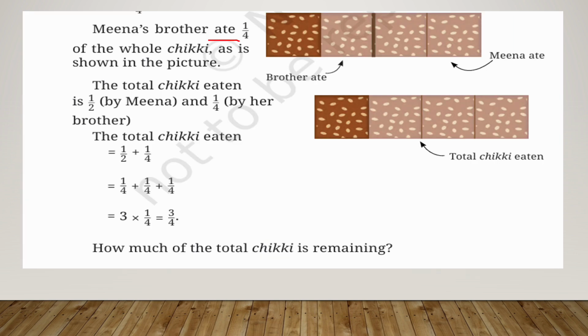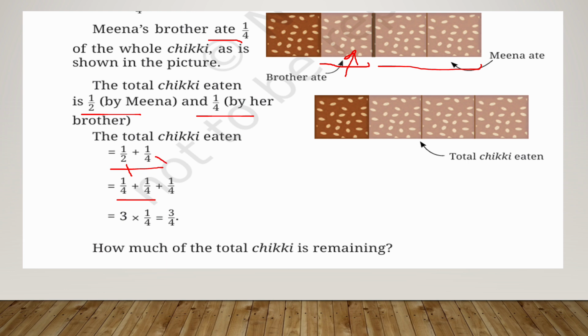Meena's brother ate 1 by 4 of the whole chicky as is shown in the picture. See, Meena's brother ate 1 by 4. These two pieces are eaten by Meena and this piece is eaten by her brother. The total chicky eaten is half by Meena and 1 by 4 by her brother. So the total chicky eaten is half plus 1 by 4. Instead of half, we can write 1 by 4 plus 1 by 4.